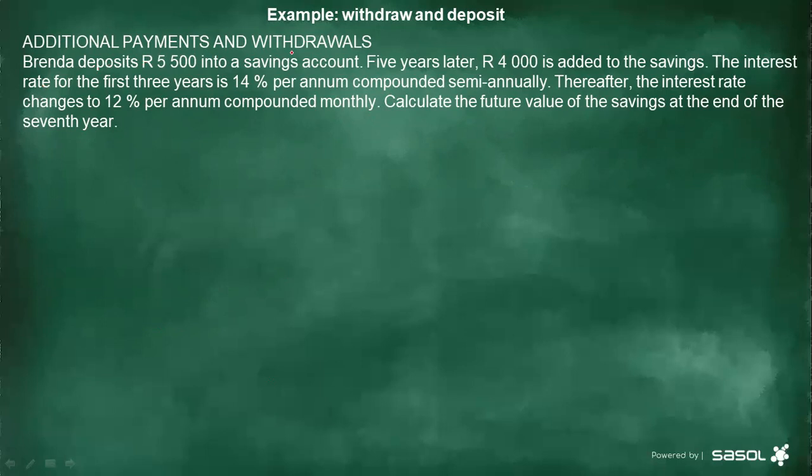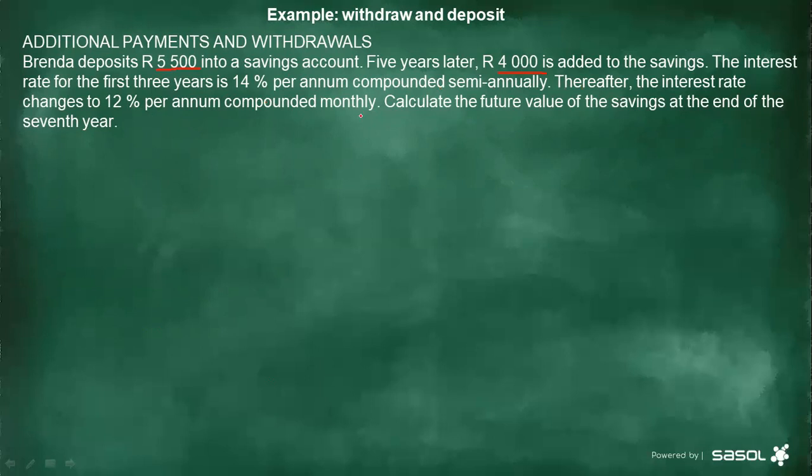Additional payments and withdrawals. Brenda deposits 5,500 into a savings account. 5 years later, 4,000 is added to the savings. The interest rate for the first 3 years is 14% per annum compounded semi-annually. Thereafter, the interest rate changes to 12% per annum compounded monthly.